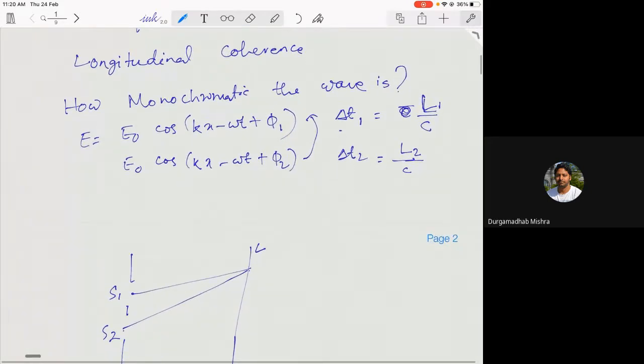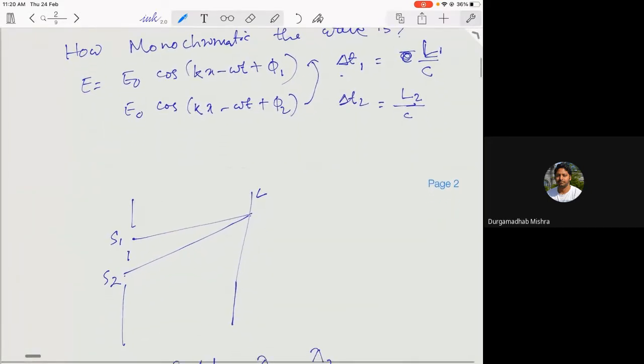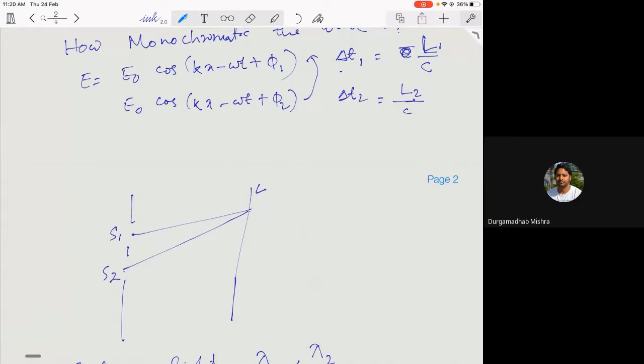So this is about the coherence length. Let me just check that. I can share the screen. I am ready with the page. Let me just open that from here.